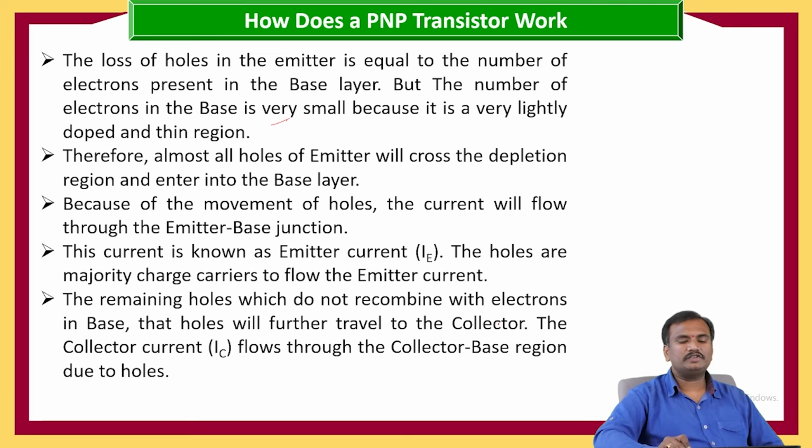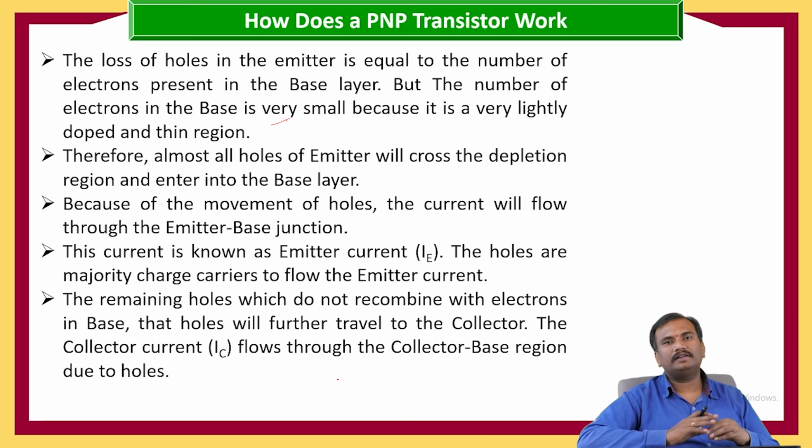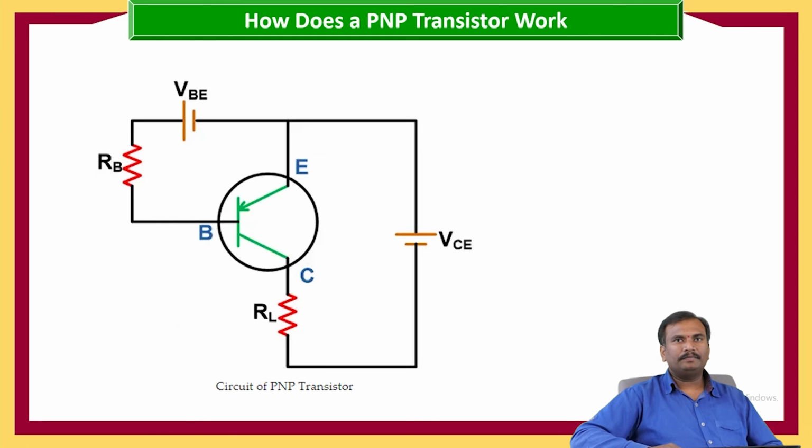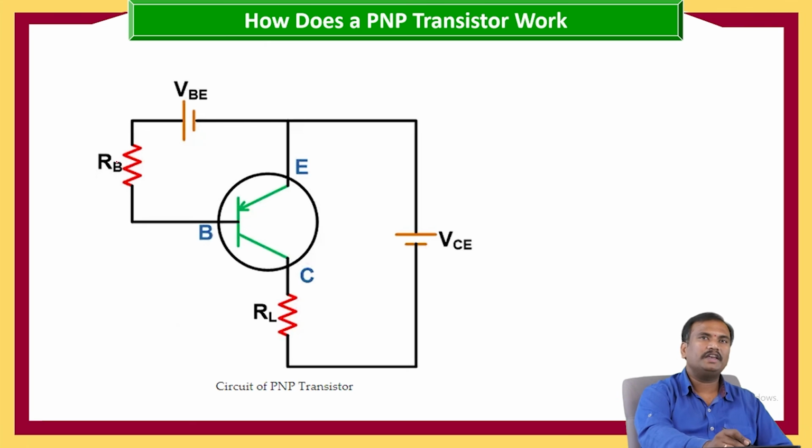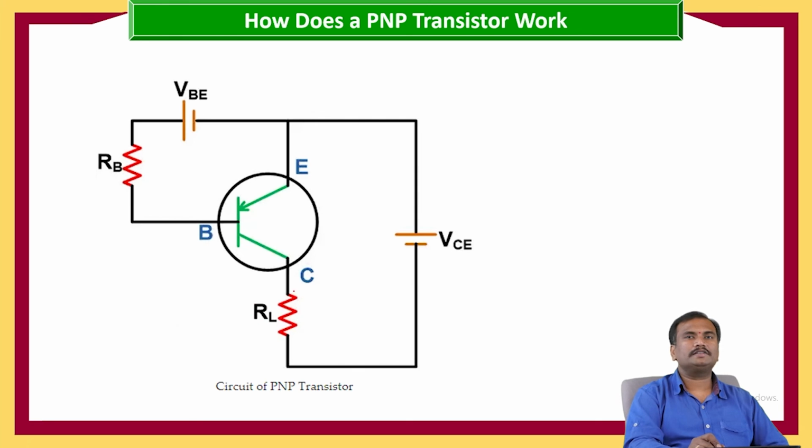The remaining holes which do not recombine with electrons in the base will further travel to the collector. The collector current flows through the collector-base region due to holes. This is the circuit showing how we connect a PNP transistor. The base resistance is connected in order to limit the base current, and the load resistance limits the collector current and also works as a load where we can take the output from this circuit.